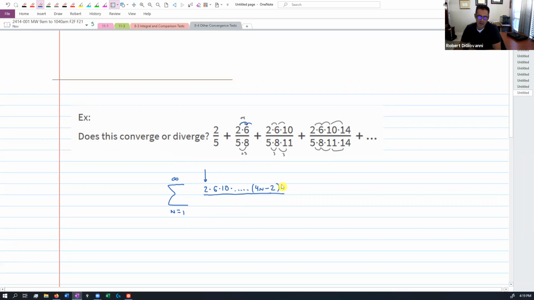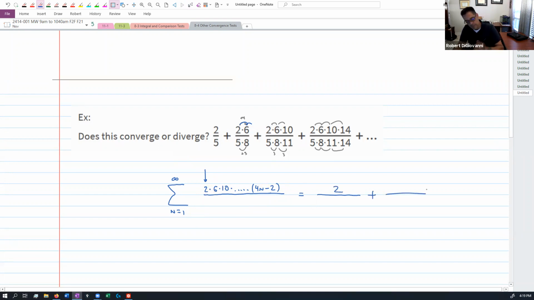Okay, so let me try and again make sense out of what this is. If n is 1, what do we get? I'm just worrying about the top right now. If n is 1, we're going to go 4 times 1. That's 4. Take away 2, that's 2. So I'm going to start at 2 and end when I get to 2. So just 2.